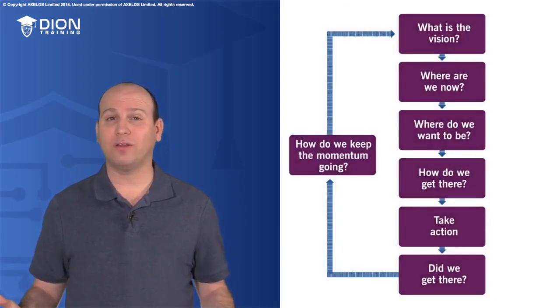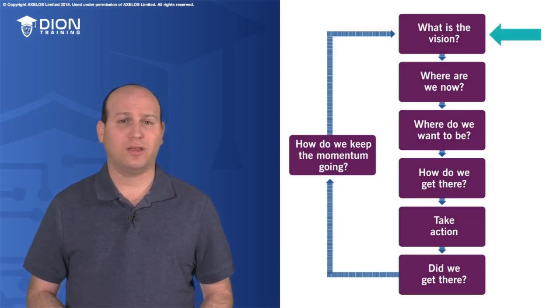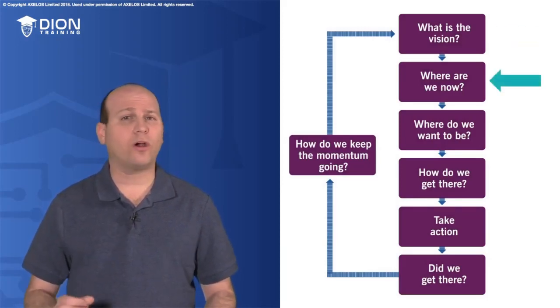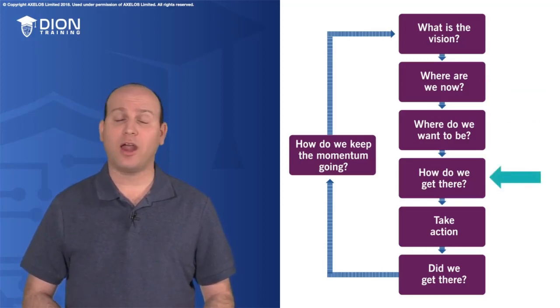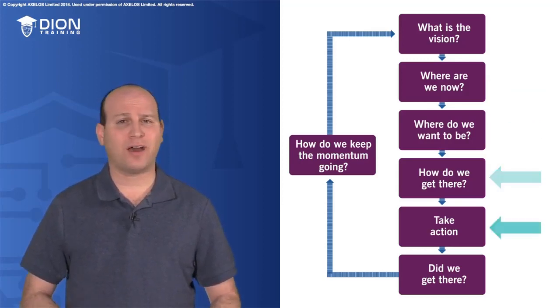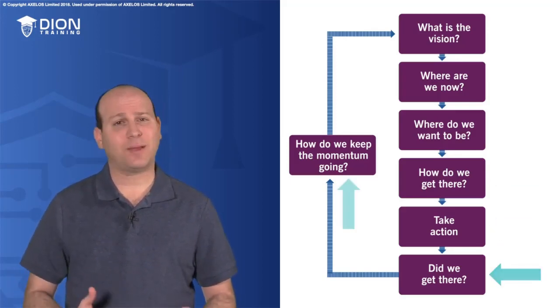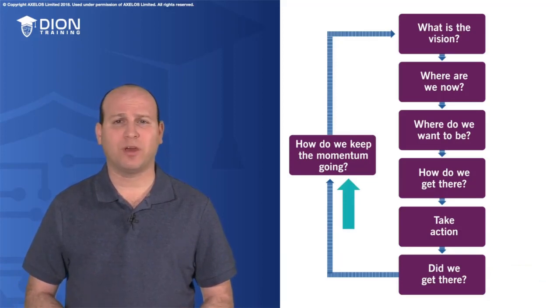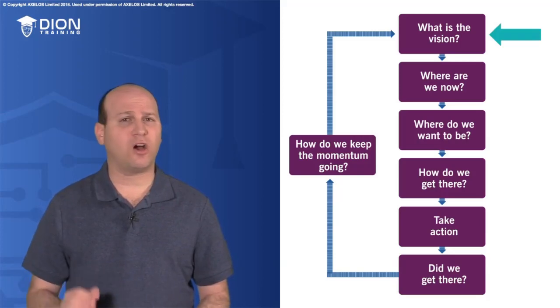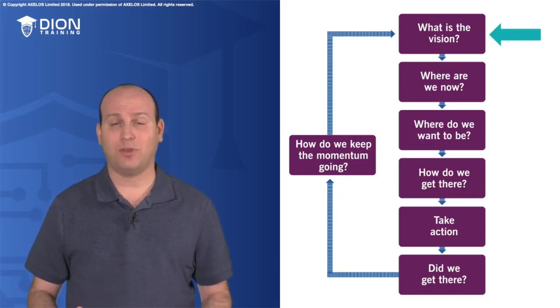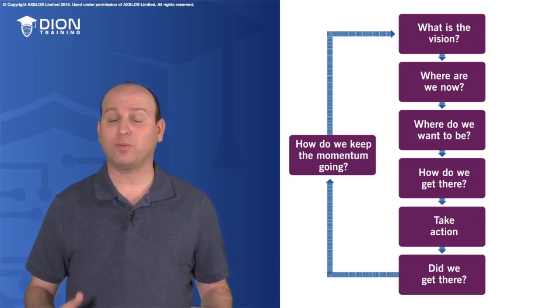So, what is this model? Well, it all starts out with step number 1. What is the vision? Then we move into step 2. Where are we now? Step 3. Where do we want to be? Step 4. How do we get there? Step 5. Take action. Step 6. Did we get there? Step 7. How do we keep this momentum going? And then we restart it all again, because continual improvement is an ongoing process that never stops. We're going to continually go time and time again until we get the best product we ever can have.